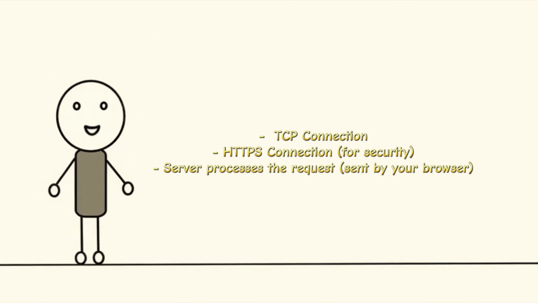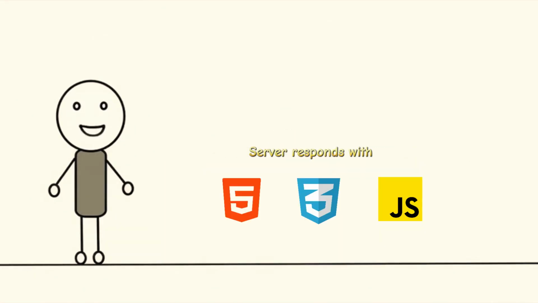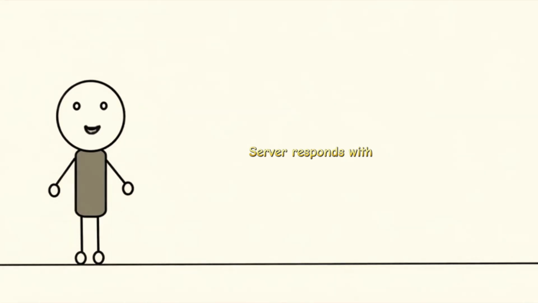Next, the server processes the request. Now, it's the server's turn. The server processes the request depending on the website. If it's a static site, the server just sends files. If it's a dynamic site, the server runs code, checks the database, and builds the page. For example, it checks user login, fetches posts, or loads product data. Then the server responds with HTML, CSS, and JavaScript. This response is sent back to your browser as raw data.